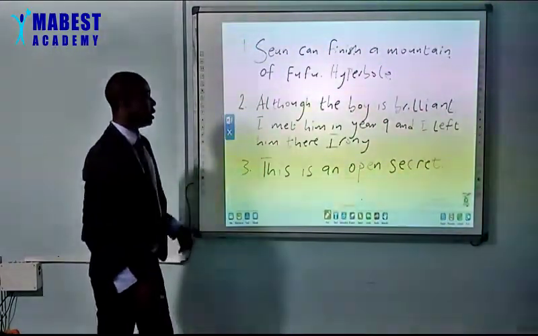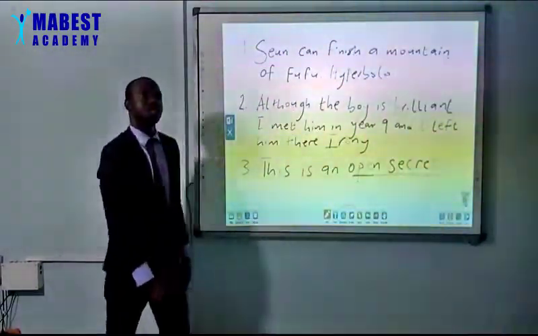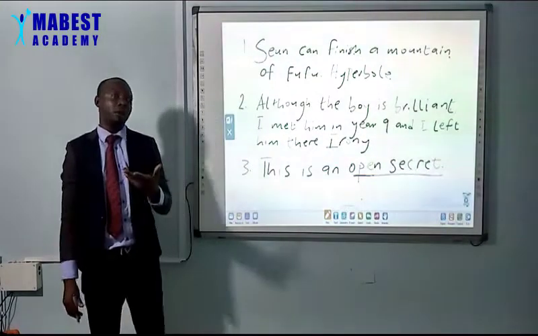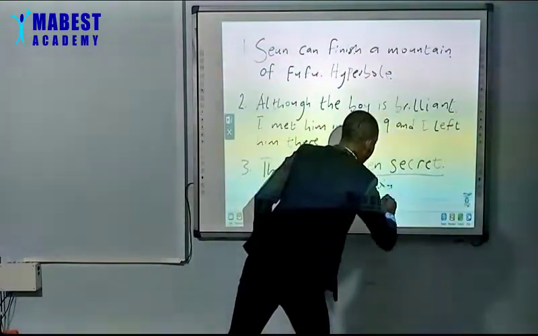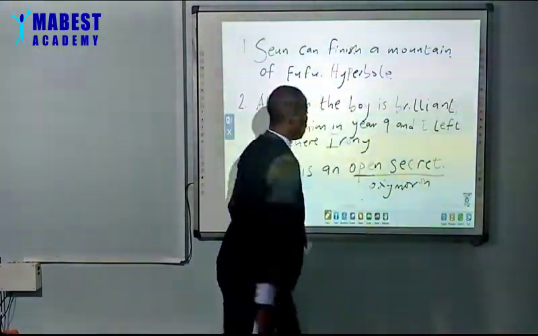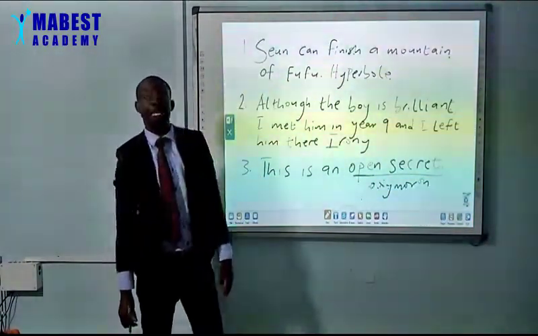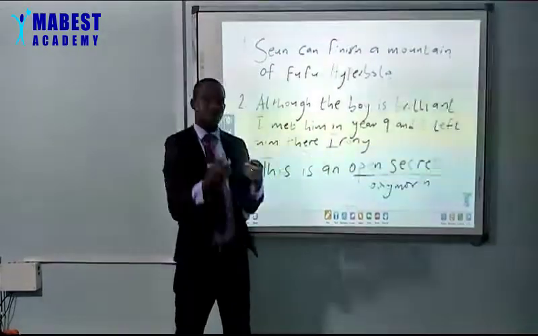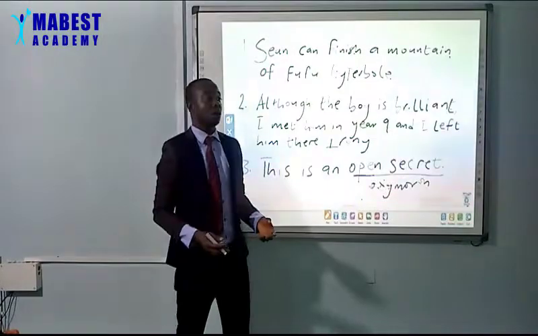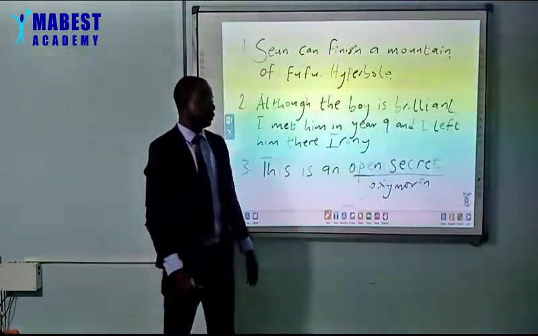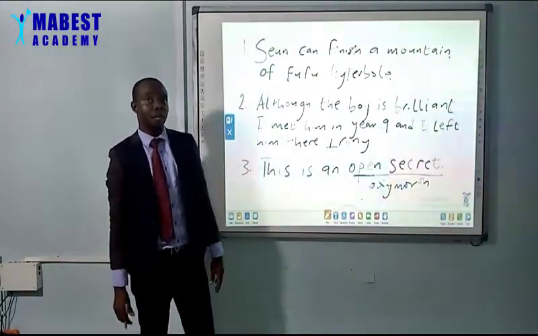Okay, the third one, this is an open secret. It is an example of what? It is an example of oxymoron. Why? Open and secret are two contradictory words. So when you are placing two contradictory words side by side, you are using the figure of speech called oxymoron. Okay, you can drop your question in the comment section.